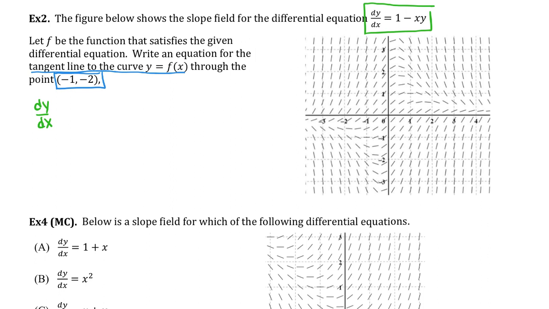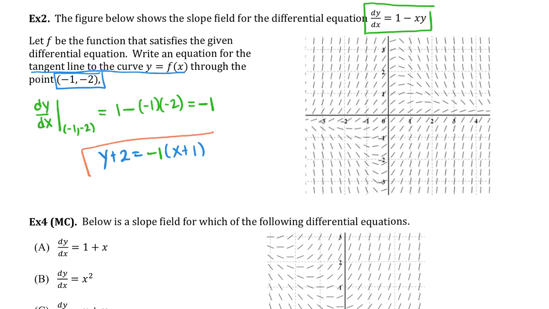Okay, they want me to evaluate this at -1, -2. So that's going to be 1 minus -1 times -2. So what is that? 1 minus 2, -1. That's the slope of the tangent line. They gave me the point, so it's really just y plus 2 equals -1 times x plus 1.